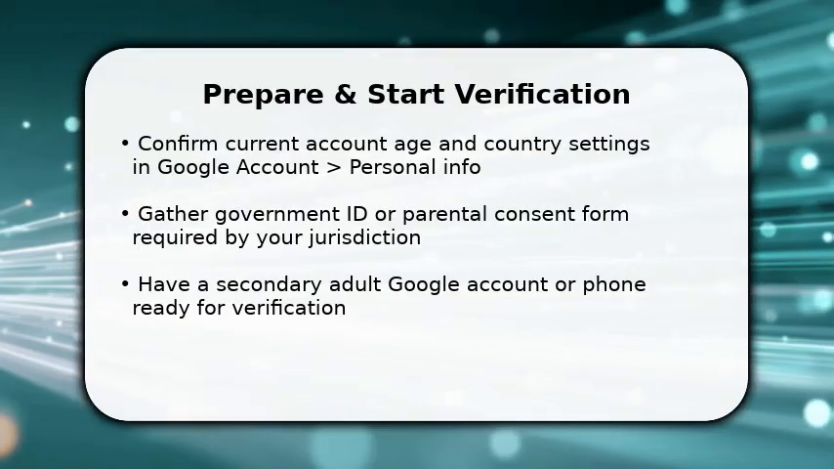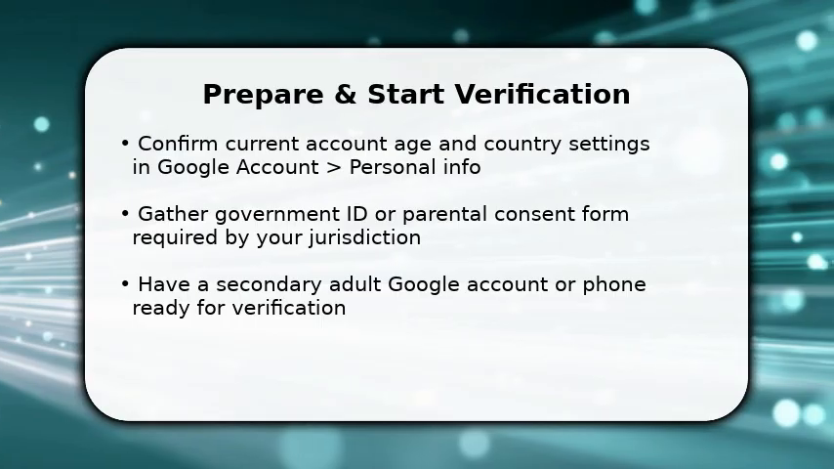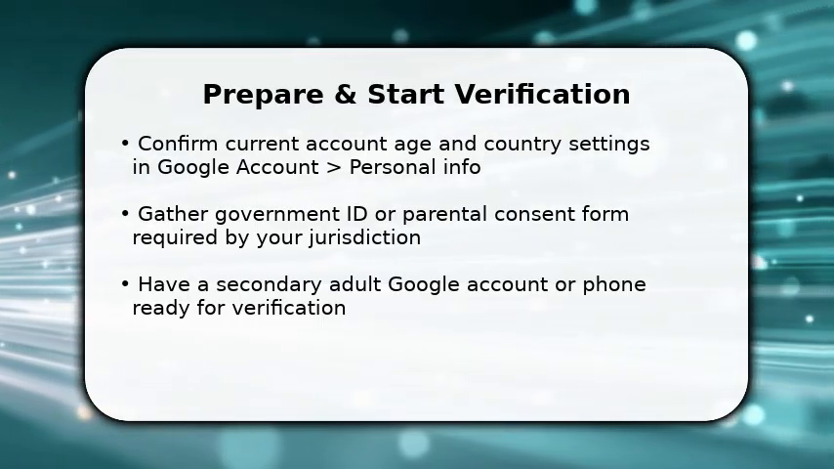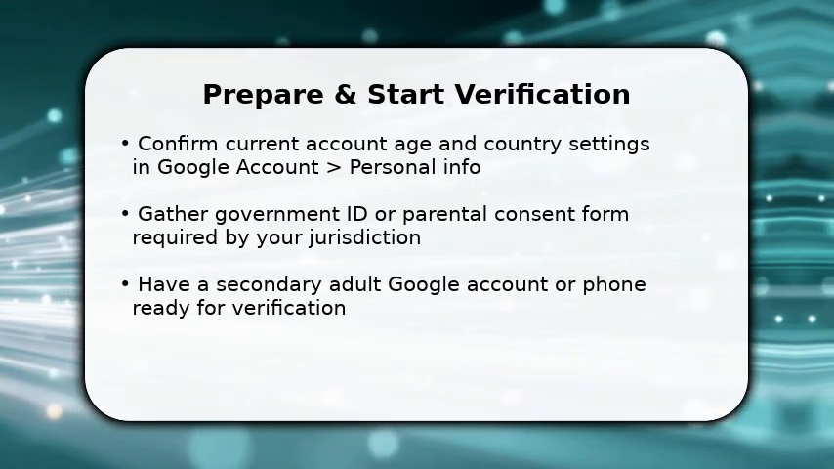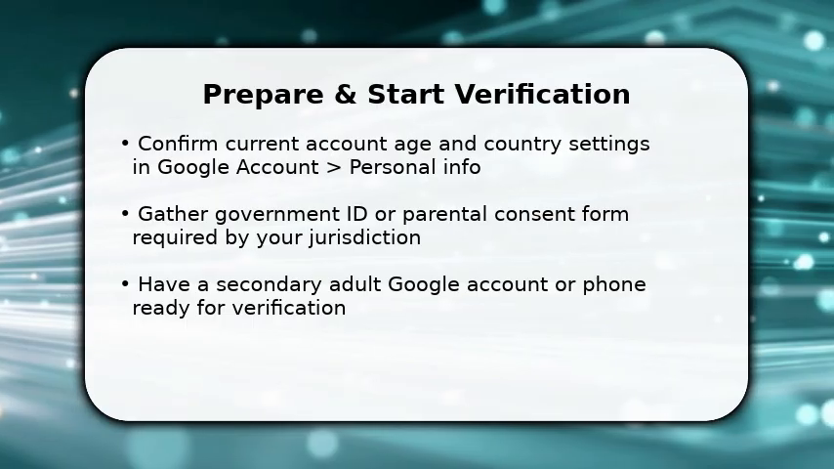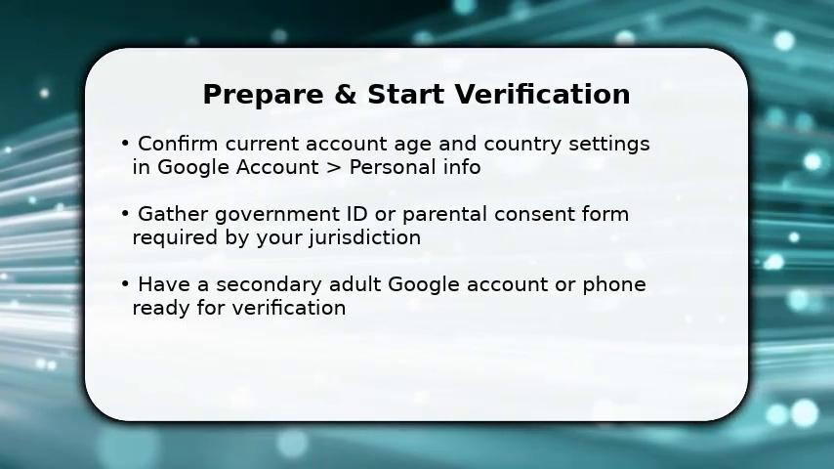You'll begin by checking the exact issue, age mismatch or blocked features. Open Google account, go to personal info and read the date shown. If it's wrong, gather a government ID or parent's account for consent. That's what Google needs to verify age.